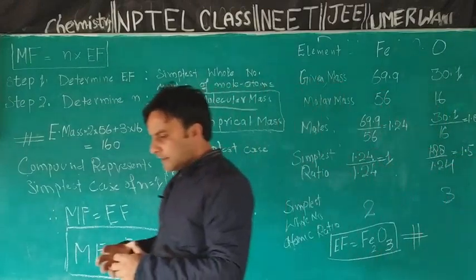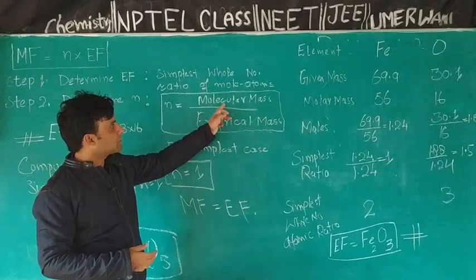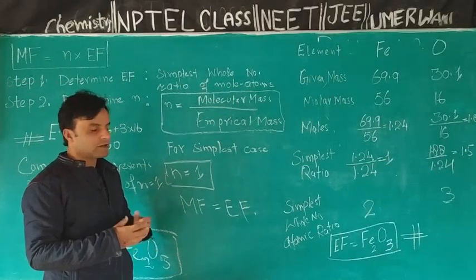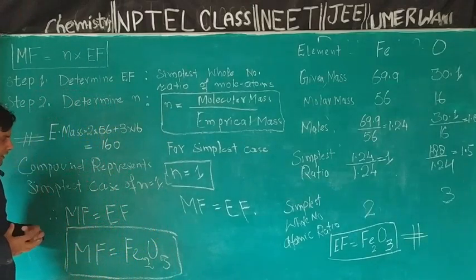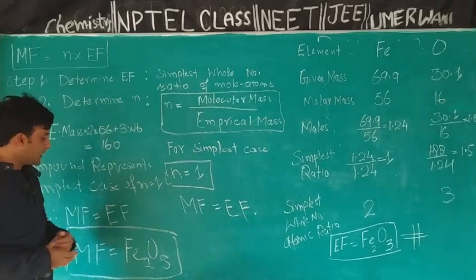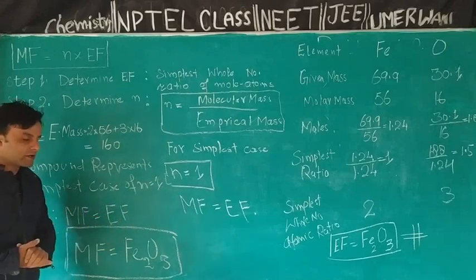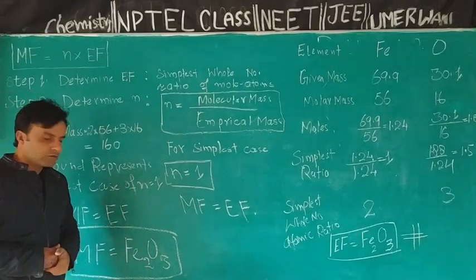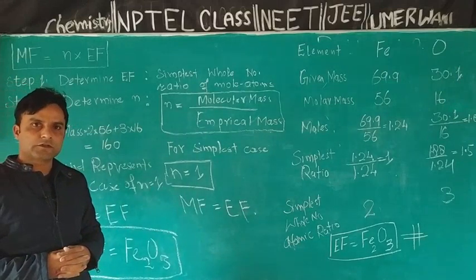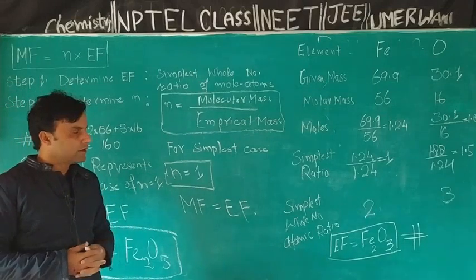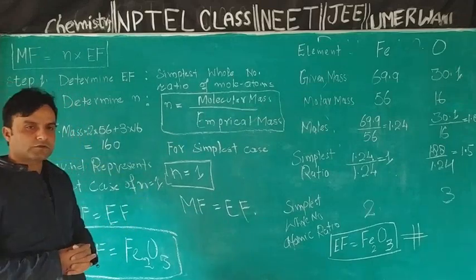Since I needed to determine the molecular formula, I must have the molecular mass of this compound, but neither the molecular mass of the compound nor the vapor density is given. I got the idea that the compound must represent the simple case with n equal to 1. In this case the molecular formula will be same as the empirical formula. Therefore the molecular formula I was able to determine is Fe2O3. This way you can solve numerical problems of similar sort in which you have to determine the molecular formula of any compound. Just follow this procedure, and you will be able to solve that numerical problem.